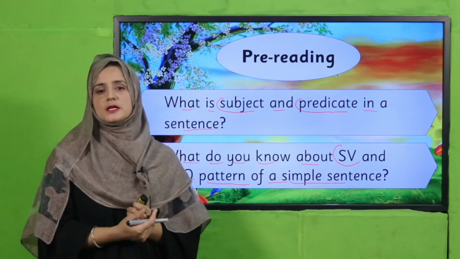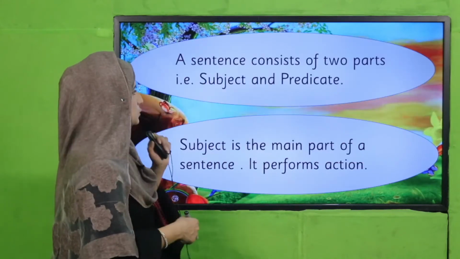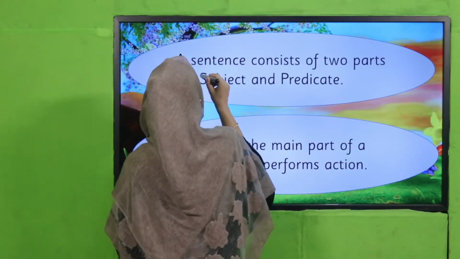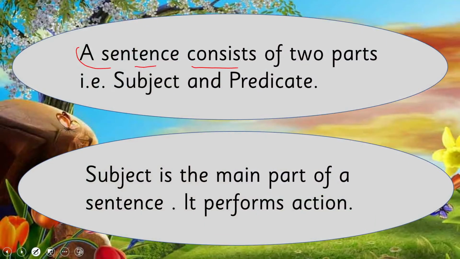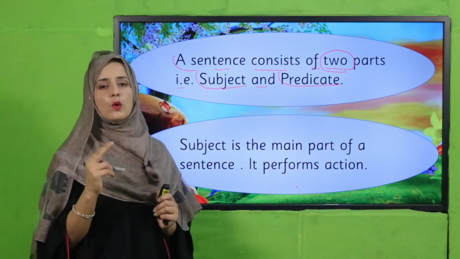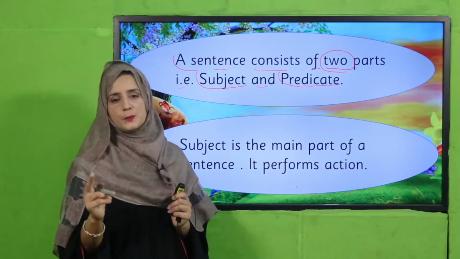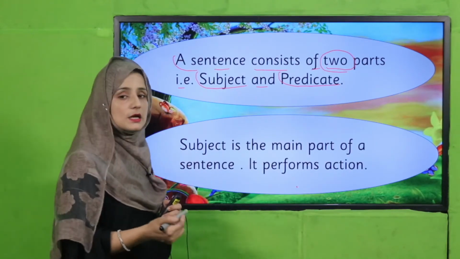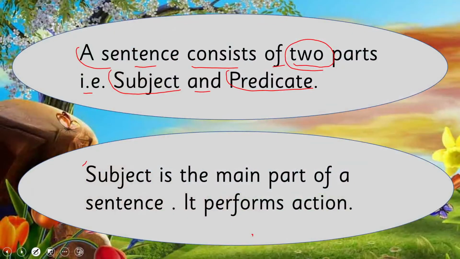Yes, I hope you have done it. Good job. So what is a sentence and what is a subject and predicate? A sentence consists of two parts, i.e. subject and predicate. One is called subject and the other part is called predicate. So let's see what is a subject.